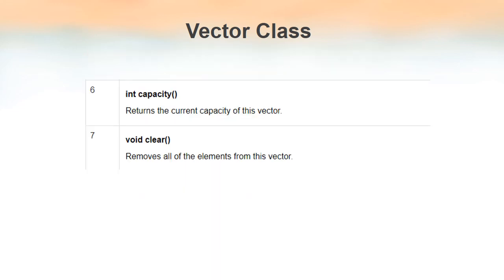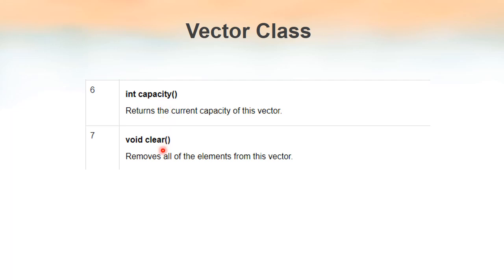We know that a vector is a dynamic array, right? So the size of the vector keeps on changing, it can be increased or it can be reduced. Suppose you want to know the current capacity of the vector, we can use the method int capacity. As you can see, the return type is int, so this method capacity will return the current size of the vector.